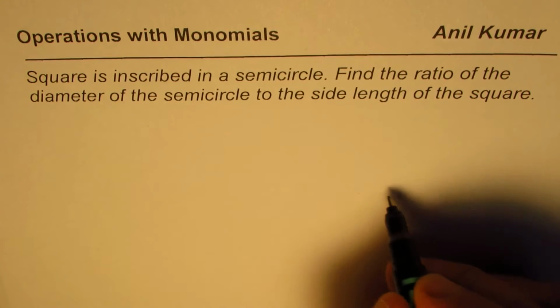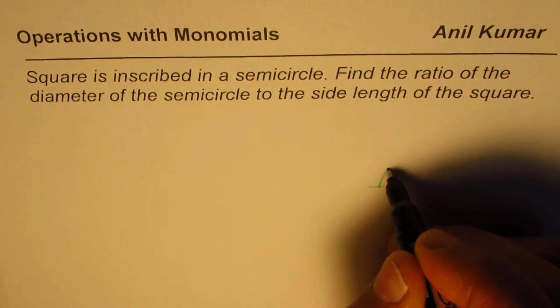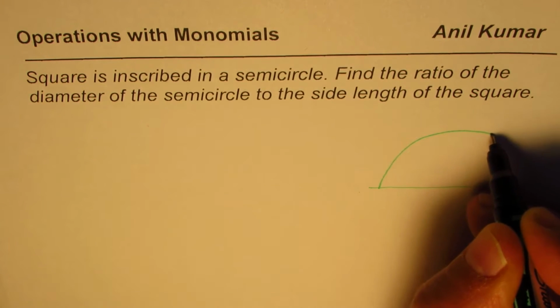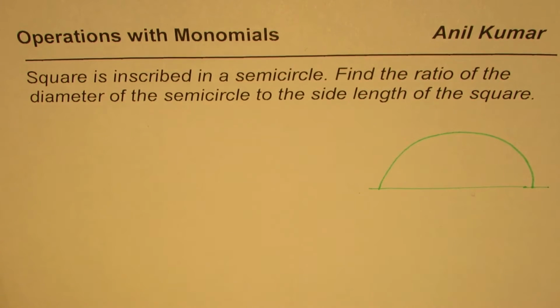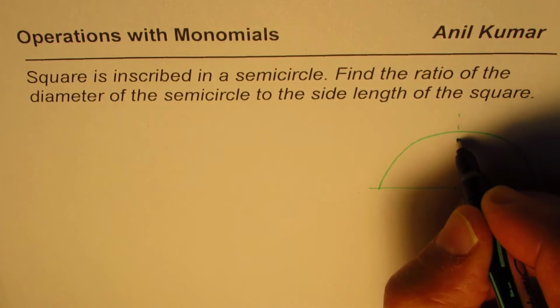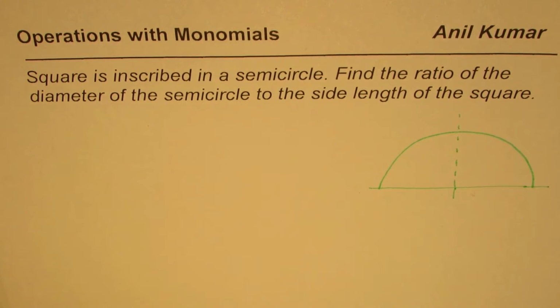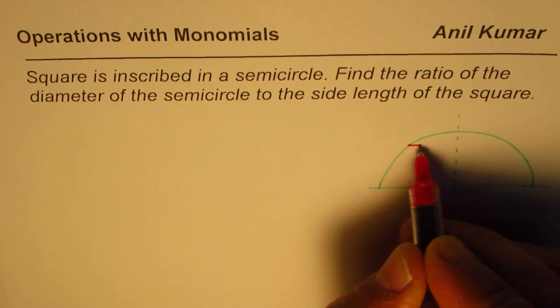So let me sketch one. This diagram will represent the situation. Let's say this is our semicircle, right? So let's make a semicircle. Okay, not bad. So, semicircle, let's say this is the center. So one square is inscribed in it. So let's say that is the square.